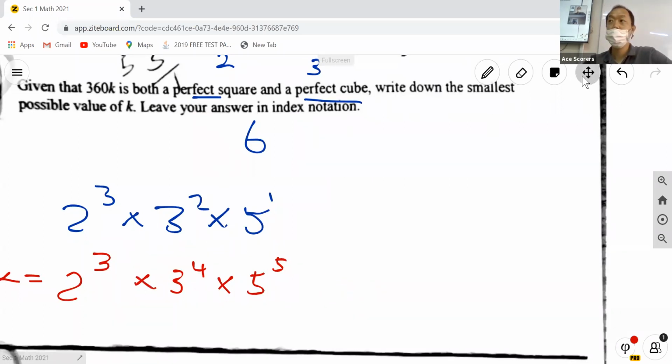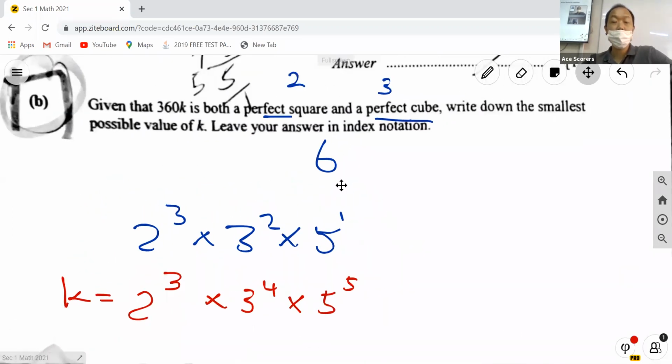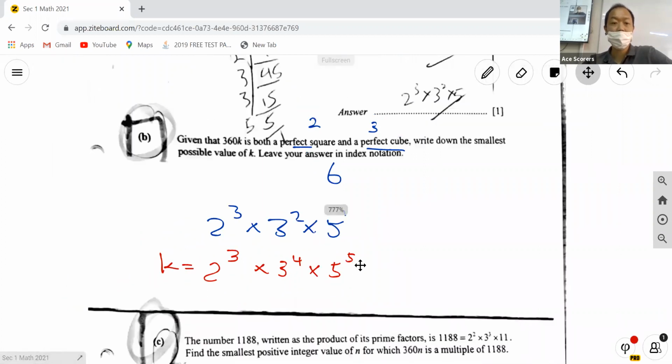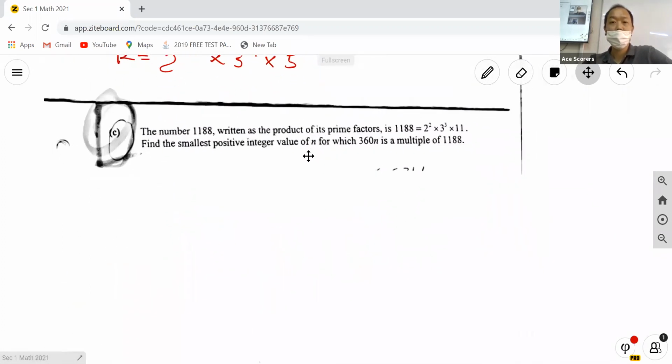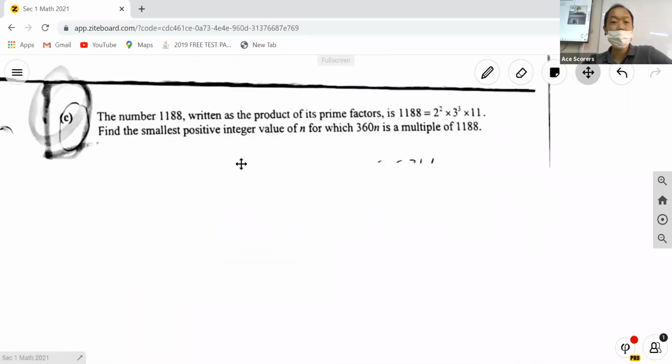That's the final one. So remember I told you, this type of question will appear. It's definitely going to appear. Next. This is your schoolwork, they give you a lot of this prime factorization stuff.